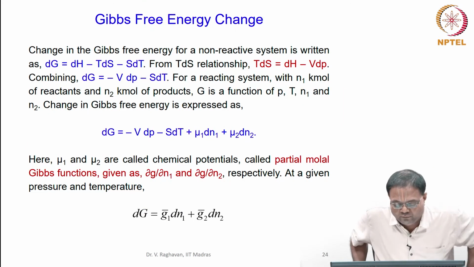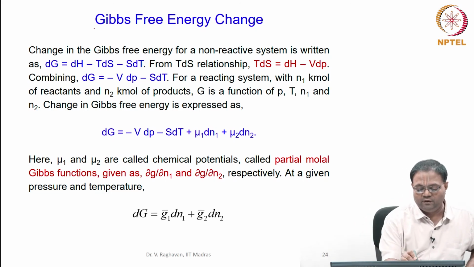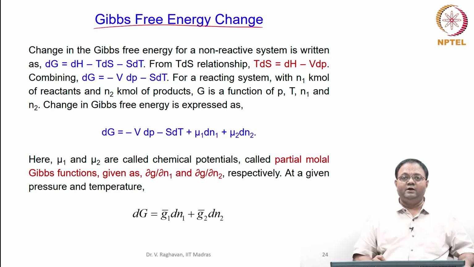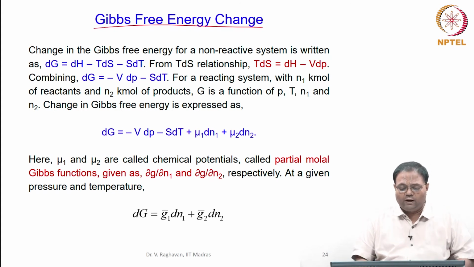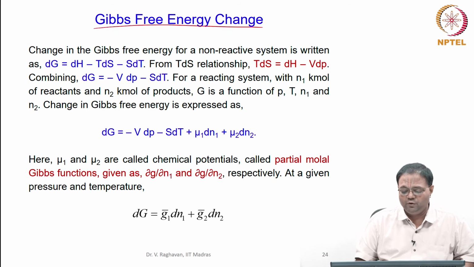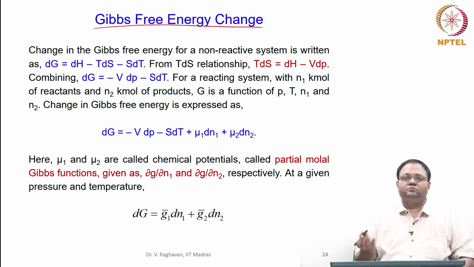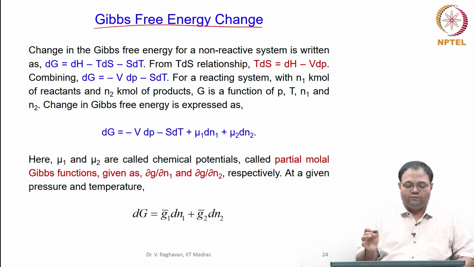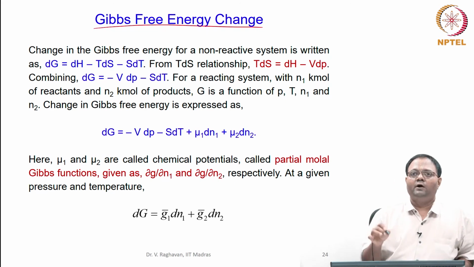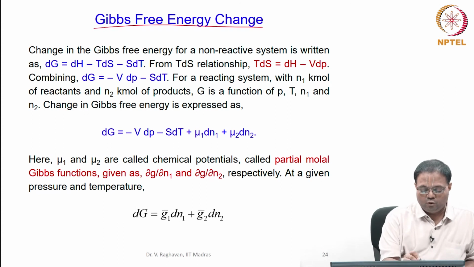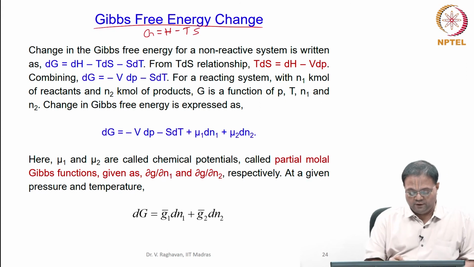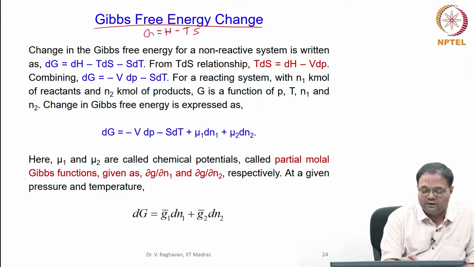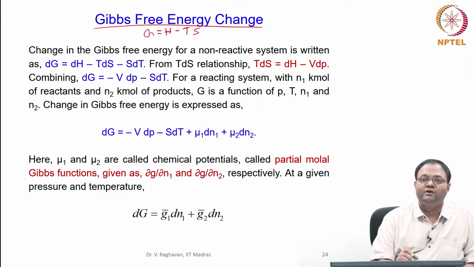Okay. Now Gibbs free energy change. So we are interested in the Gibbs free energy change dG, that should be equal to 0 for equilibrium. So how to calculate dG? Let us first take a non-reactive system, so the number of moles of any species does not change. If the number of moles does not change, we do not even require to get that into the equation. So G equal to H minus TS, that means dG equal to dH minus TdS minus SdT.